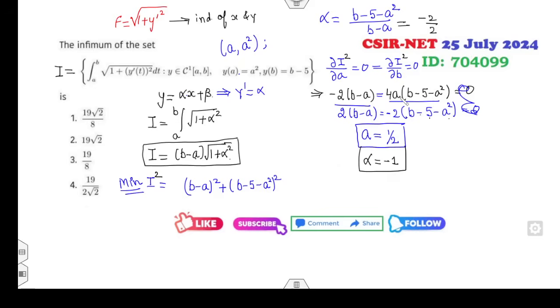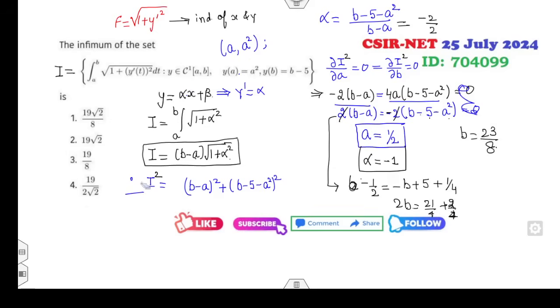अब बचा क्या, अल्फा भी निकल गया, a भी निकल गया, b निकालना है, तो किसी एक इक्वेशन में फिल कर देते हैं। लेट्स से यहाँ पे फिल कर दो, सो twice 2 से 2 कैंसिल हो जाएगा, सो दैट विल बी b minus a which is minus b minus minus plus 5, it's a minus minus plus b square, a square is 1/4, so that will be 2 of b is 1/4 plus 1/2, so 4 is LCM, 23/8, so b will be 23/8.